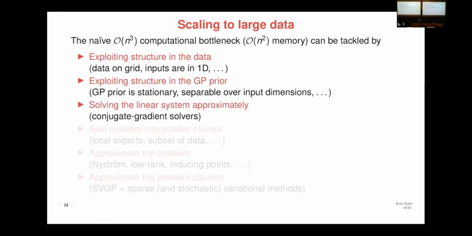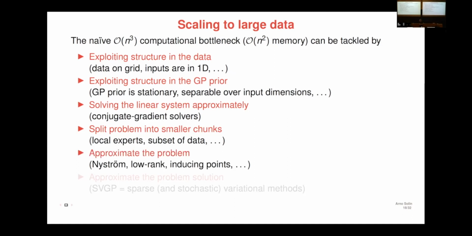Then there's been work to tackle the solving of that big linear system. You can use a lot of standard tricks that are developed elsewhere and used in all other fields of numerical methods and mathematics. You can, for example, use conjugate gradient solvers for the inversion. And that tends to work quite well in many cases. You can also split your problem into smaller chunks, having a committee of experts, where one model looks at this region in the input domain, and another model looks at this region, and so on. Or you do a subset of data. There's a lot of choices here.